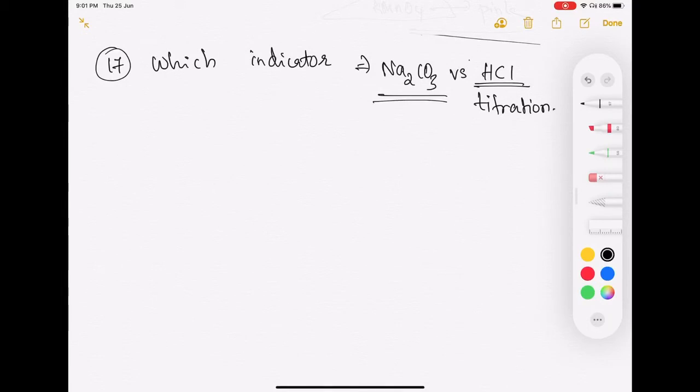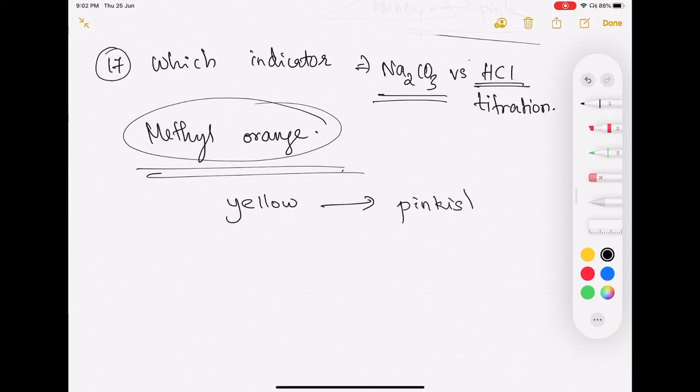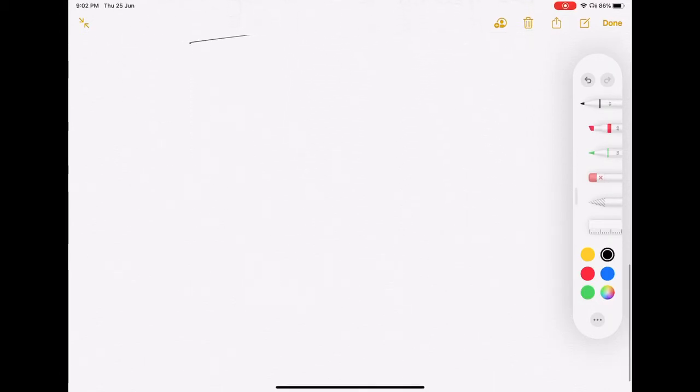The answer is, the reagent which is used is methyl orange. Why? Or if they can ask you what is the color change, this you should remember. Methyl orange is the indicator and the color change is from yellow to pinkish red. This color change you should always remember. This is generally asked as a VIVA question. Okay.